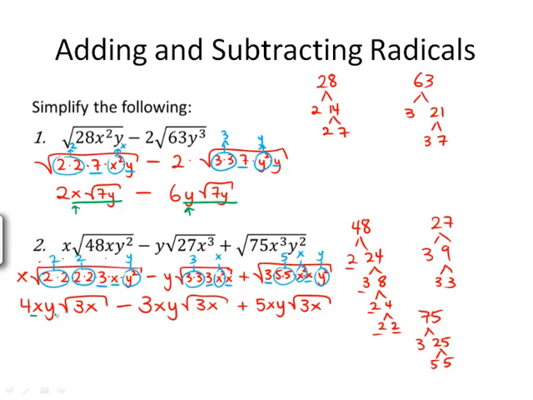Now you can see that the variable slash root component of each term is the same. So you can combine them. You have 4xy root 3x minus 3xy root 3x plus 5xy root 3x. 4 minus 3 is 1 plus 5 is 6. So you have 6xy root 3x.